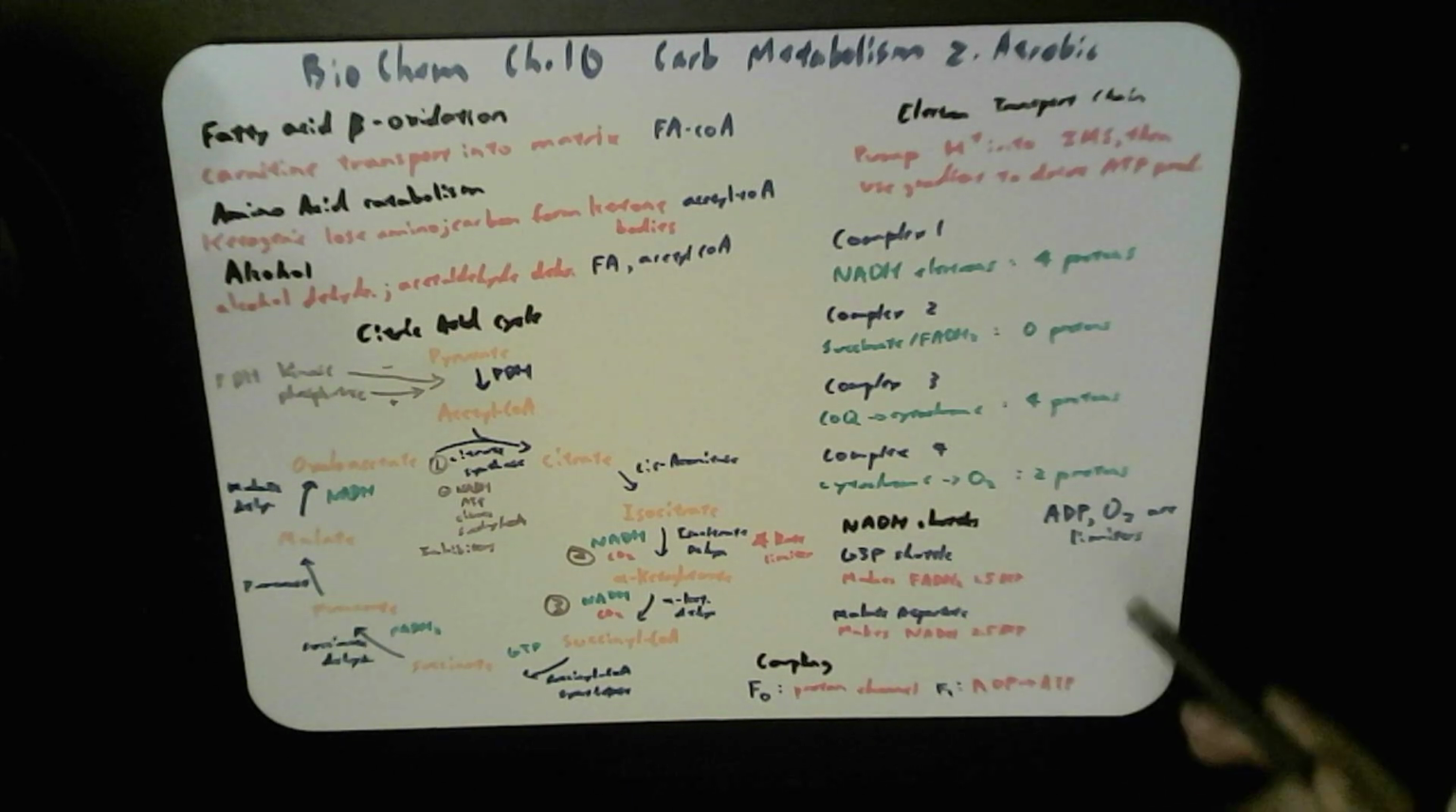Lots of info. The final thing is that ADP and oxygen O2 are the rate limiters for the entire process. So be sure to know which ones are inhibiting and which ones are feeding forward.